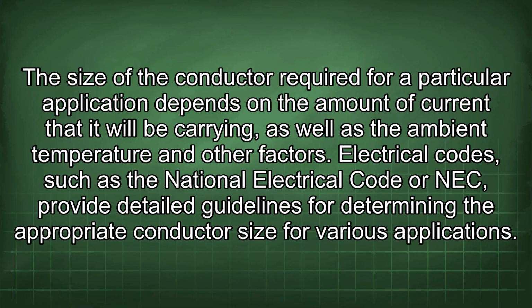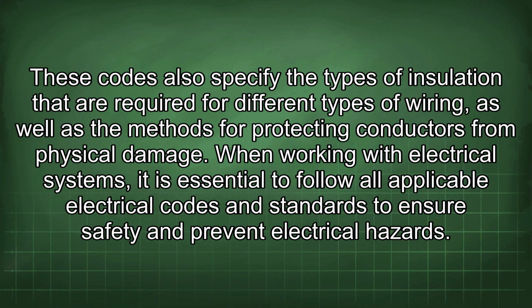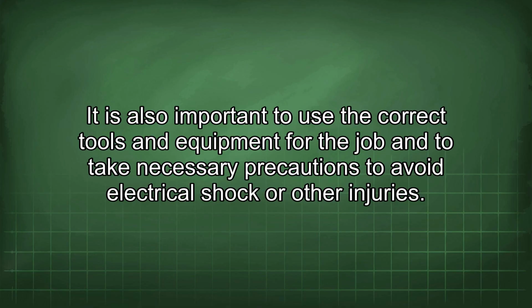Electrical codes, such as the National Electrical Code or NEC, provide detailed guidelines for determining the appropriate conductor size for various applications. These codes also specify the types of insulation that are required for different types of wiring, as well as the methods for protecting conductors from physical damage. When working with electrical systems, it is essential to follow all applicable electrical codes and standards to ensure safety and prevent electrical hazards. It is also important to use the correct tools and equipment for the job and to take necessary precautions to avoid electrical shock or other injuries.